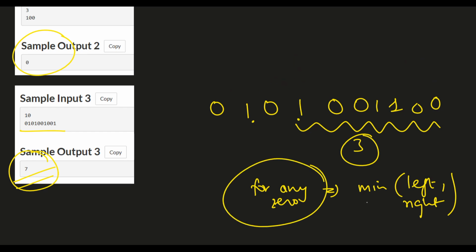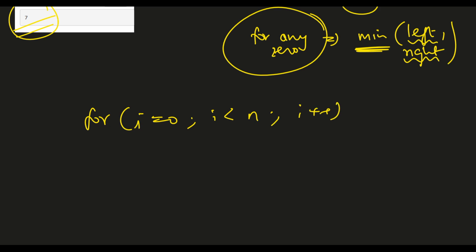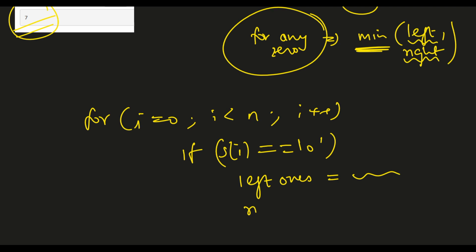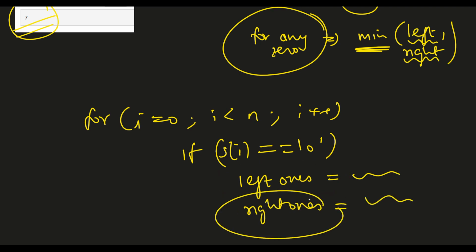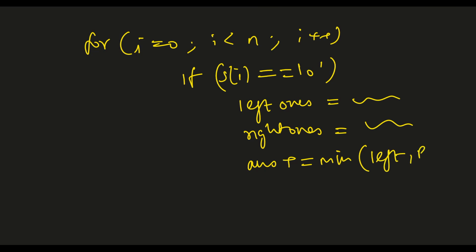For any 0, count the number of ones on the left side and the number of ones on the right side, and we will find the minimum of it. So let's say I'm looping in the string and checking if the s of i character is 0. If the ith character is 0, then I will find the number of ones on the left side and the number of ones on the right side. And I will add the minimum of left and right to my answer.